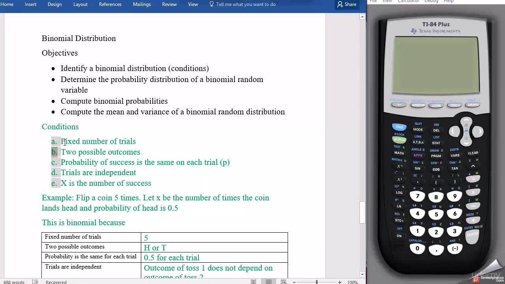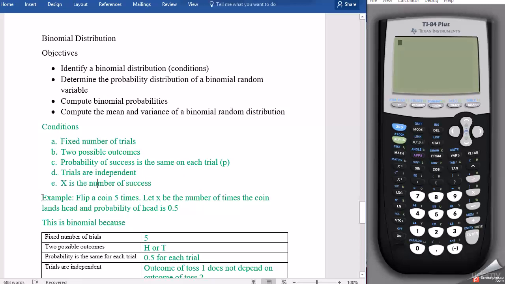There has to be a fixed number of trials. There will be two possible outcomes, success and failure, like I talked about. The probability of success is the same on each trial. In other words, if the probability of getting, maybe, a head is 0.2, it's going to be consistent throughout the trials. Trials are independent of each other, and then x is the number of our successes.